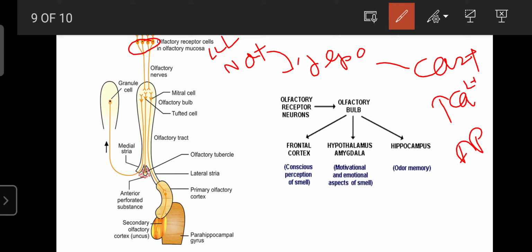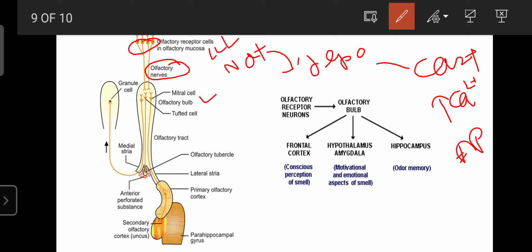Okay, so that action potential is carried towards the olfactory bulb with the help of the olfactory nerve. The olfactory nerve is a cranial nerve, and that is its major role. Whatever action potential or information was generated in the olfactory receptor cells is carried by it.